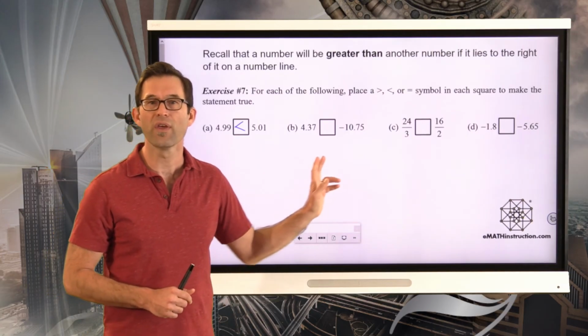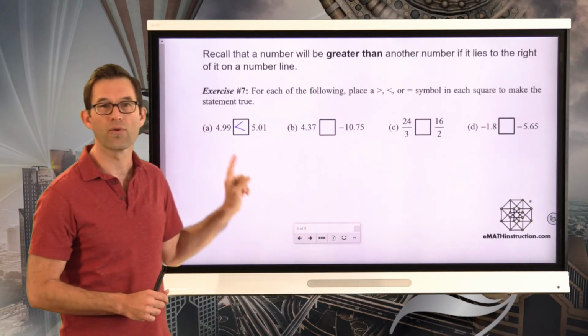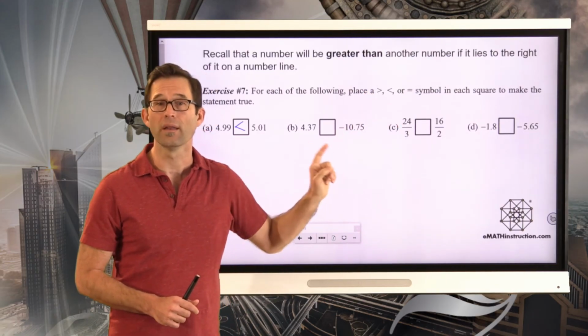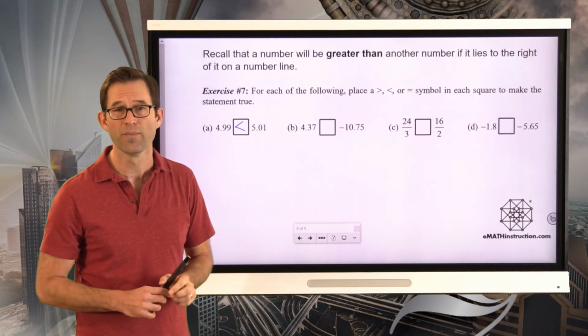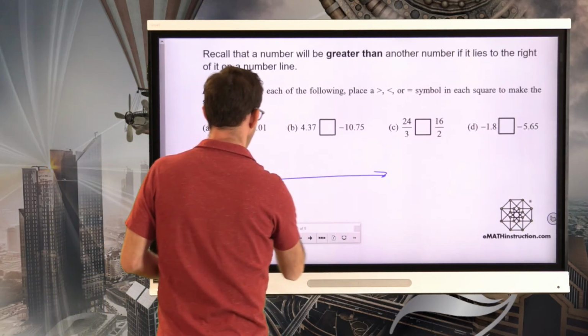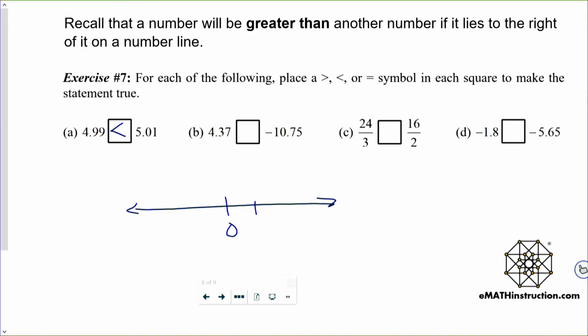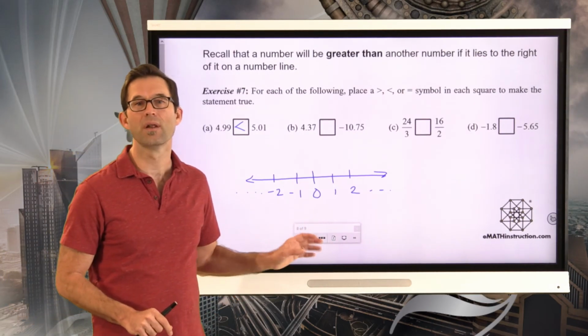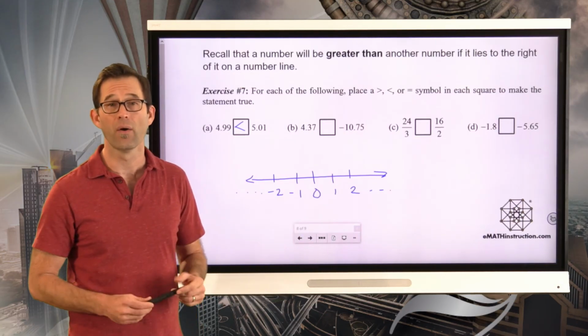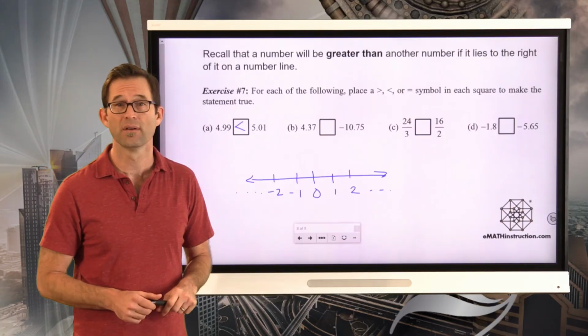So again, I'd like you to think about each one of these 3 and put either a less than sign, a greater than sign, or an equal to sign in the box to make the statement true. And again, if you're confused about it, think about having a number line where you've got 0, 1, 2, etc., negative 1, negative 2, etc., and think about where you'd plot those numbers and which one would lie to the right of the other one. Pause the video now and try to answer this question.